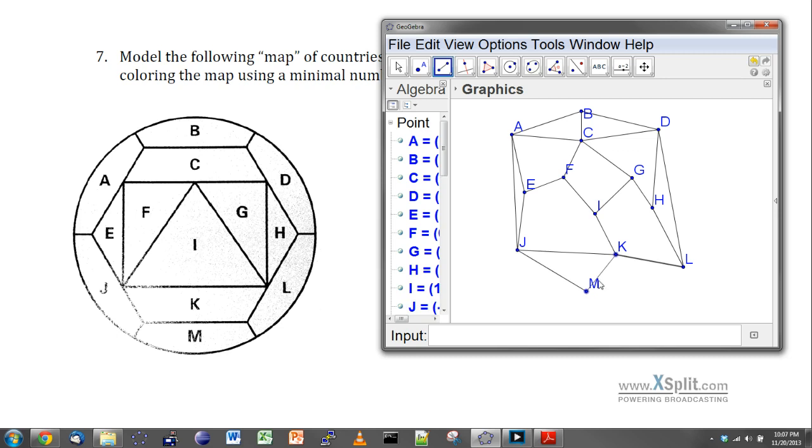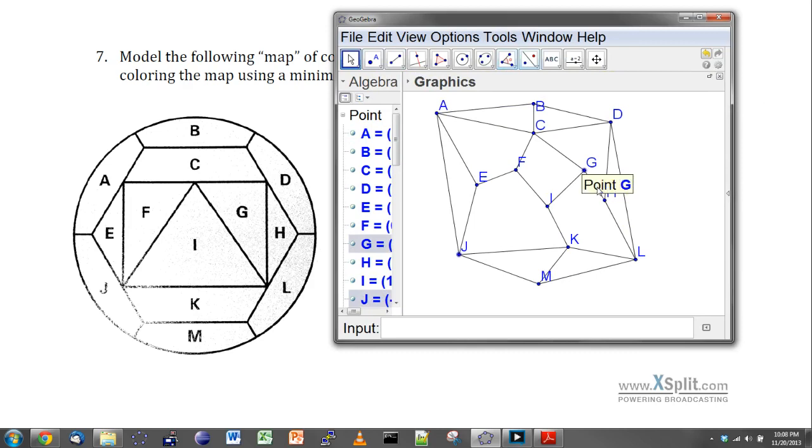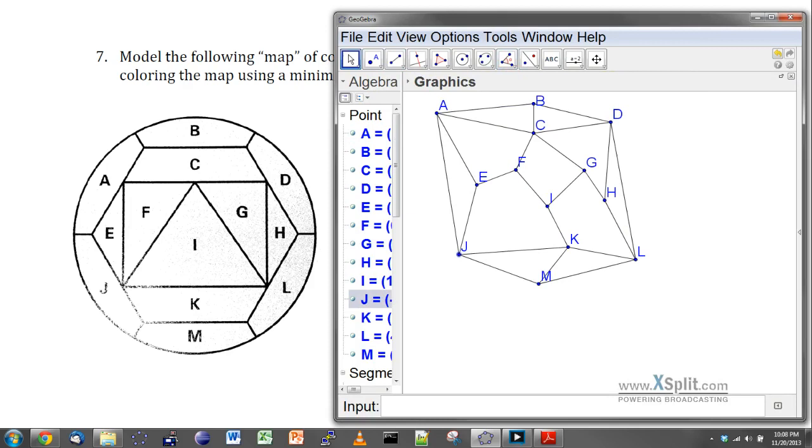Is connected to M, and I think that is our entire graph. K is connected to everything. Okay, so we want a coloring of this now. We want a coloring of this, and particularly we want to make sure that no two points that are right next to each other share the same color.